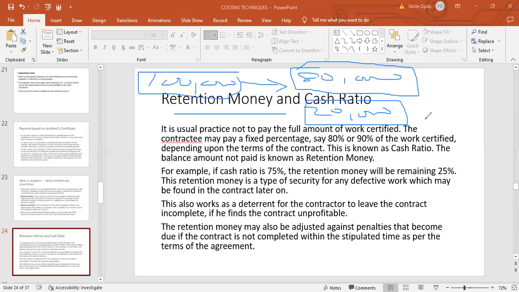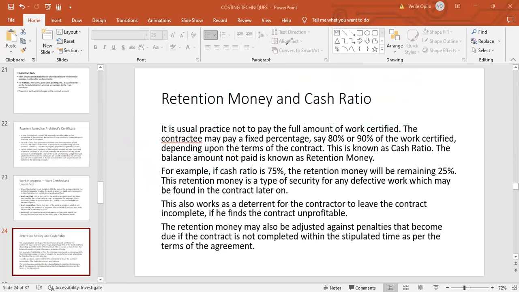So it acts as a type of security for any defective work that might be found later on in the contract. Yes, this is what is certified, we're going to pay you a proportion of it, and this proportion is usually agreed at a fixed percentage. We will be paying you a cash ratio of maybe 90%, 80% or 70%, and then we will have retention money of maybe 10%, 20% or 30%, again depending on the agreement between the contractor and the client.